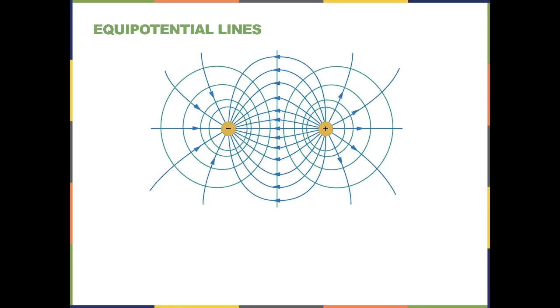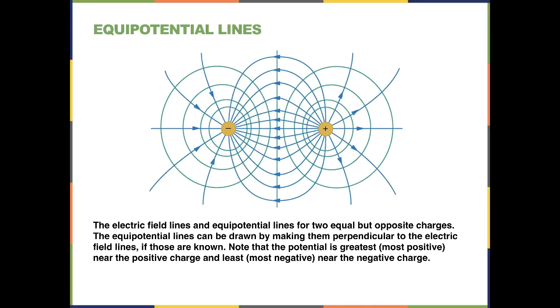Here's a situation where you have a positive and a negative charge, with representative field lines and equipotential lines. The field lines and equipotential lines are equal but opposite when you have two charges. The lines are drawn and they have to be perpendicular at every point where they cross an equipotential line. Notice that the potential is greatest, that is most positive, near the positive charge, and least, or most negative, near the negative charge.